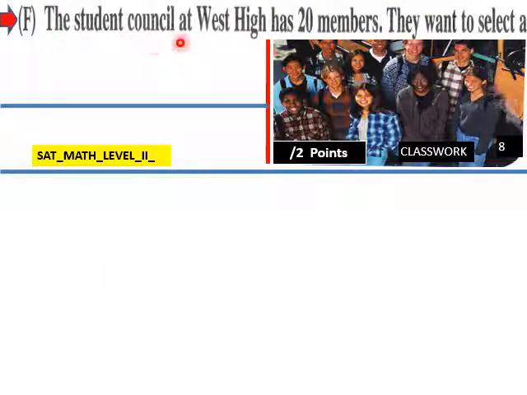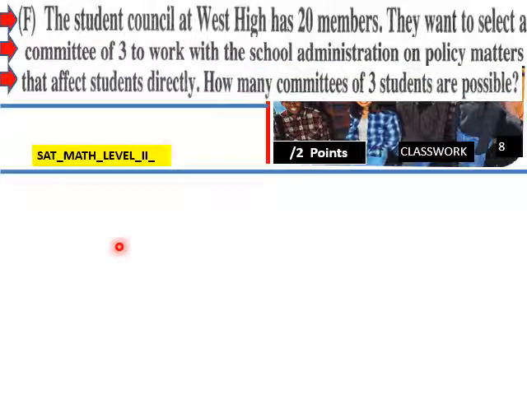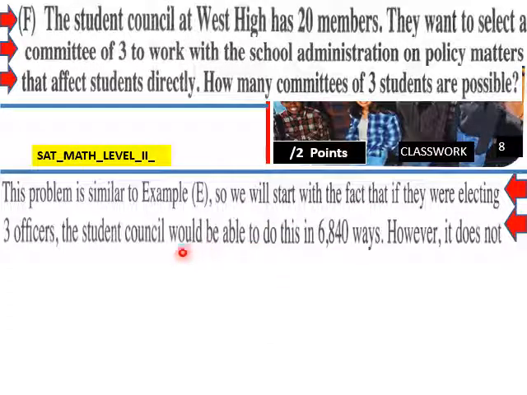Example F: The student council at West High School has 20 members. They want to select a committee of 3 to work with the school administration on policy matters that affect students directly. How many committees of 3 students are possible? So, this problem is similar to example E. We will start with the fact that if they were electing 3 officers, the student council would be able to do this in 6,840 ways.